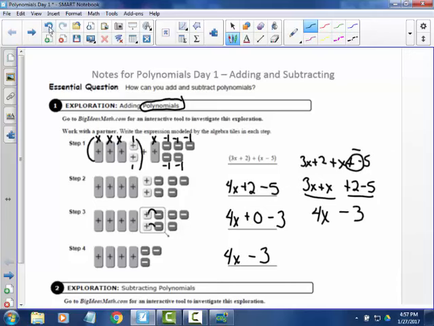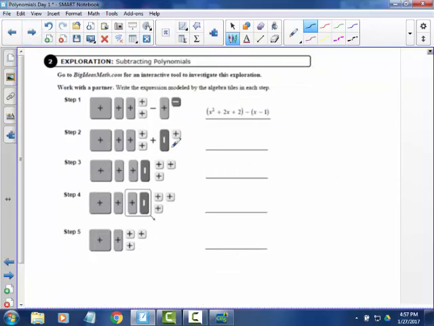All right, let's take a look at another model. Okay, so we've started off. This is now as long as the x's, but it's wider. In fact, it is x length by x length, so we call this x squared. These are each x, still 1. This is an x, and this is a negative 1. And you can see they've written that in symbols, x squared plus 2x plus 2 minus x minus 1.